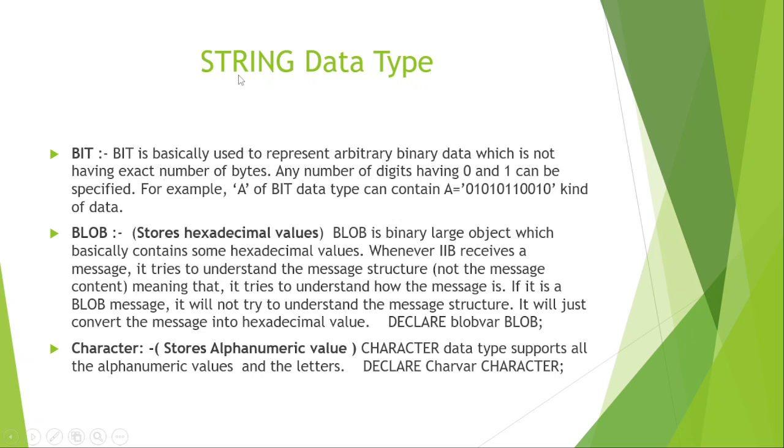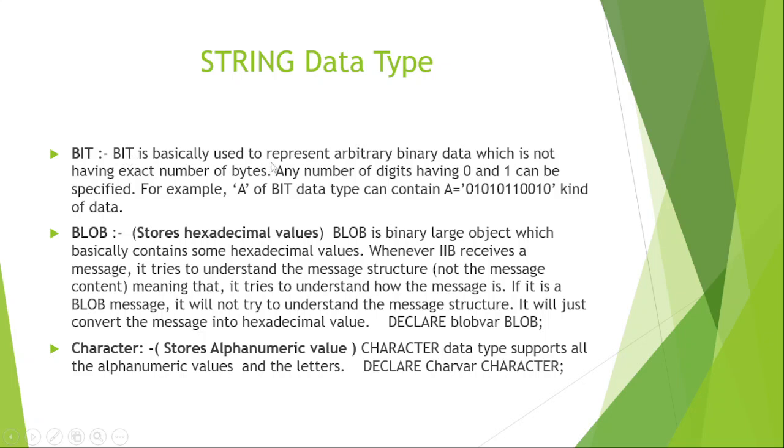The last variable is the string data type. In the string data type we have three: bit, blob, and character. Bit, as you know, is used for 0 1 values. We use it to store bits, and if you want to store some hexadecimal value, then you use blob, and if you want to store some numeric value, then use character. That's the thing. Let me again go through the definitions.